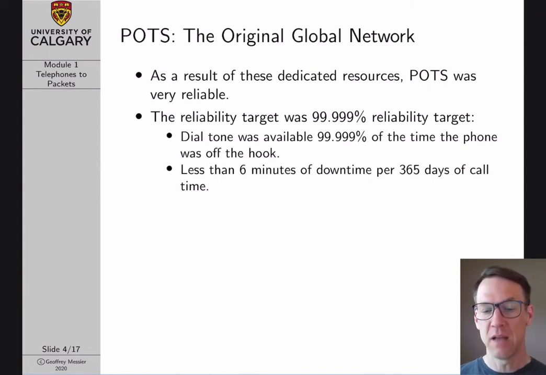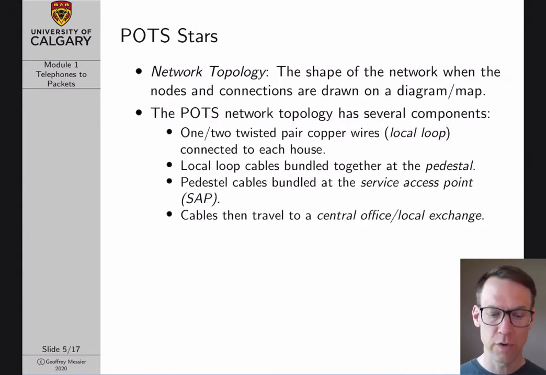And the service target was literally 99.999. That level of reliability is known as 5 nines reliability, because there are 5 nines in 99.999. What that means is that the telephone system was designed to provide dial tone or continuous calling capability 99.999% of the time that it's being used. So in 365 days of continuous telephone use, there would be about 5 minutes of downtime, which is really a remarkable engineering achievement.